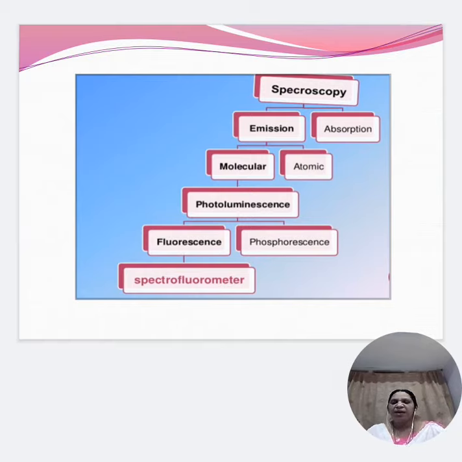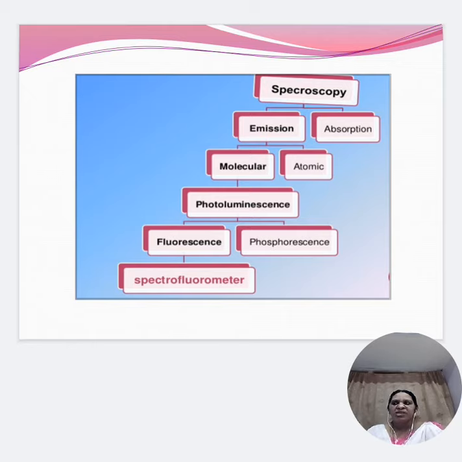Coming to the basic classification of spectroscopy, spectroscopy is classified into two types, that is emission spectroscopy and absorption spectroscopy. Under the emission spectroscopy, we have two types, that is atomic spectroscopy and molecular spectroscopy.